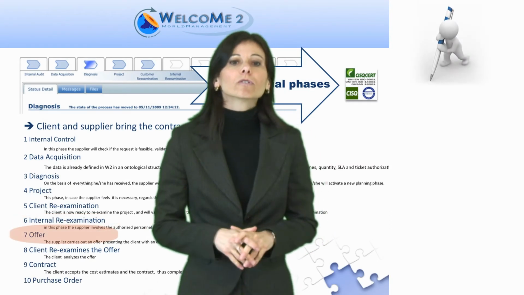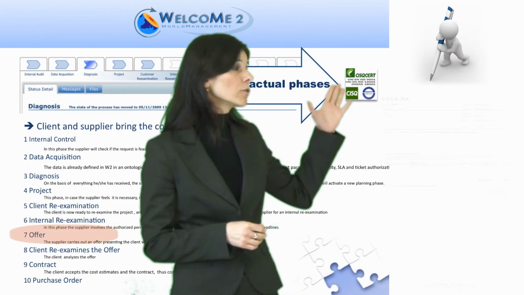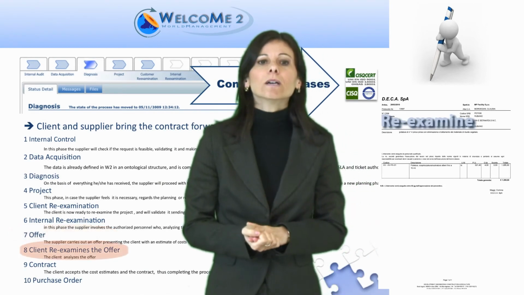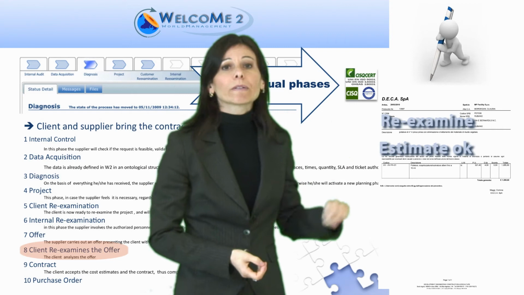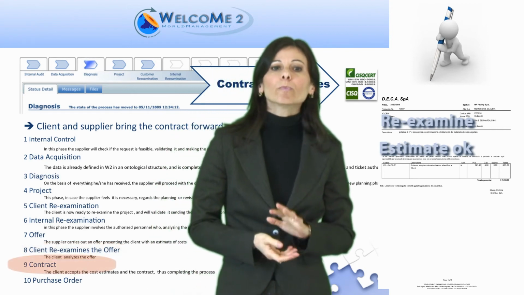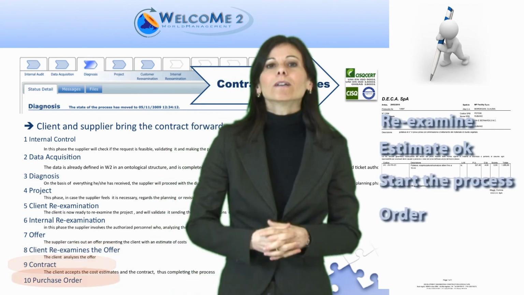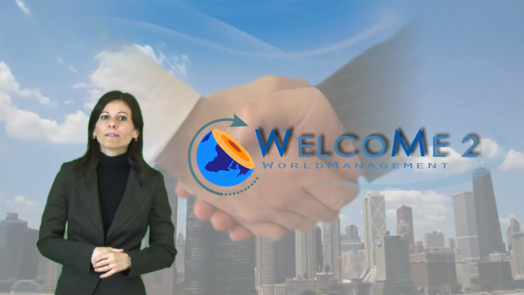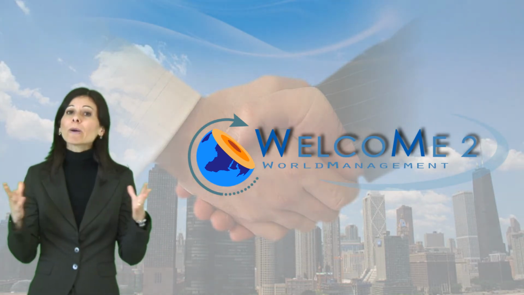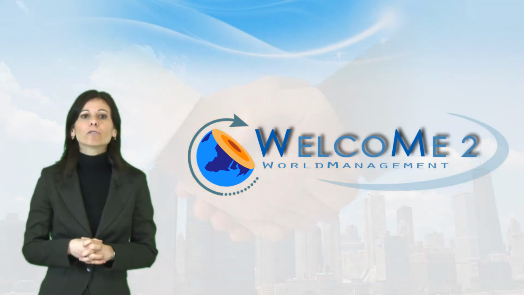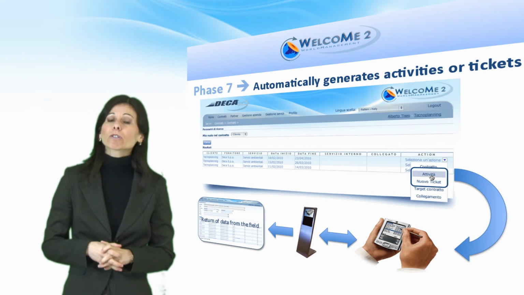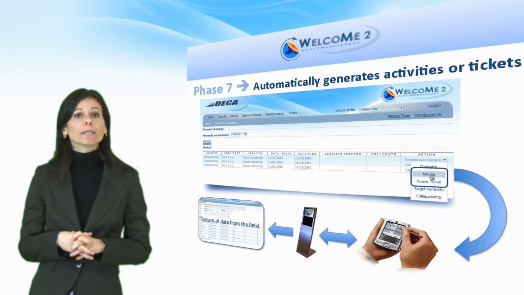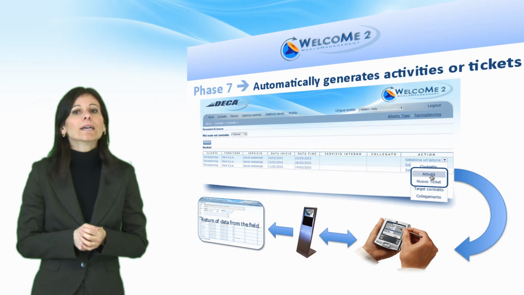The supplier now makes an offer, presenting the client with an estimate. The client re-examines the offer, subsequently accepts the estimate and contract, completing the process and thus executing the purchase order. But what happens now? Client and supplier have started a relationship relative to a maintenance service. The contractual information and agreements made are always visible and selectable from the contract list of Welcome To.